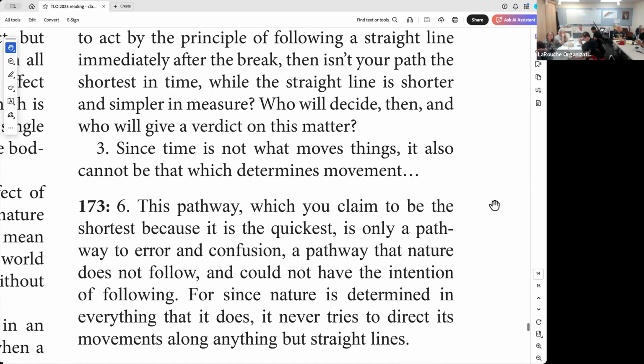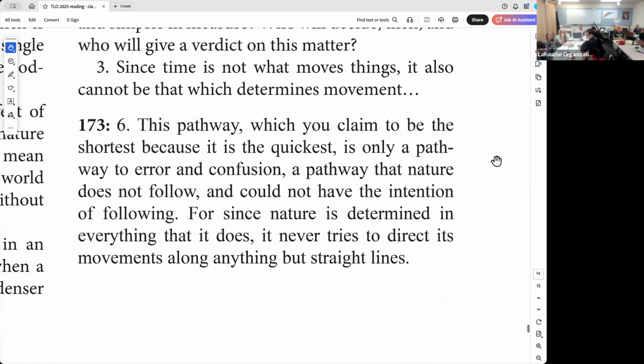Since time is not what moves things, it also cannot be that which determines movement. This pathway, which you claim to be the shortest, because it is the quickest, is only a pathway to error and confusion, a pathway that nature does not follow, and could not have the intention of following. For since nature is determined in everything it does, it never tries to direct its movements along anything but straight lines.